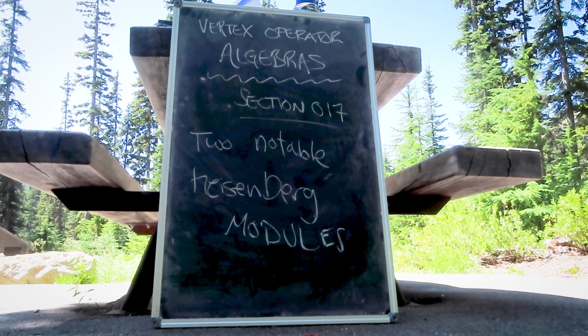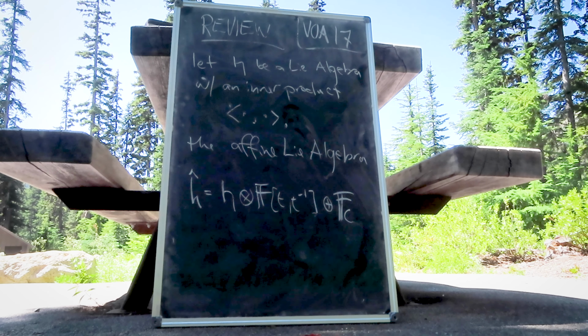So let's start with a quick review of affine Lie algebras, which are the subjects of lectures 12 and 13. Let H be a Lie algebra equipped with an inner product. Recall that the affine Lie algebra associated to H is the central extension of H's product with the algebra of Laurent polynomials in some formal variable t.